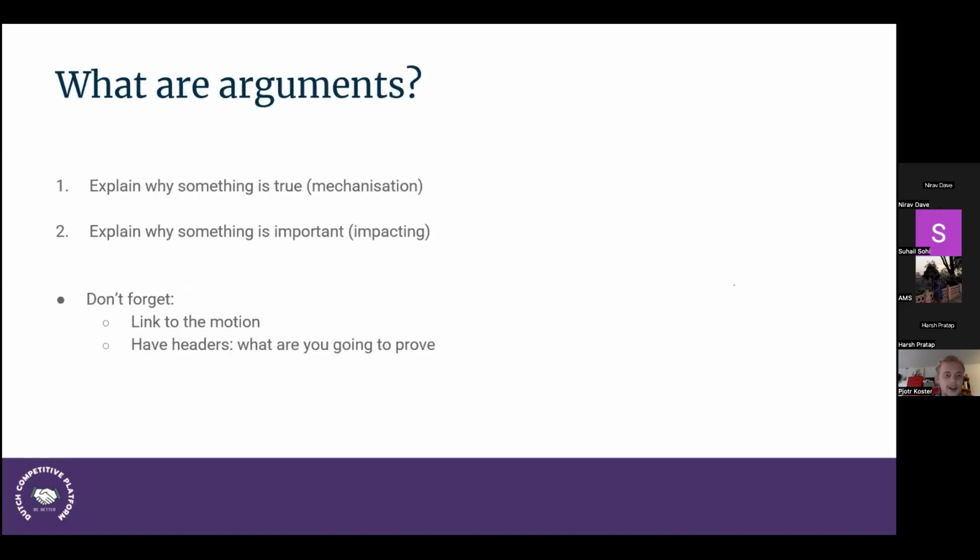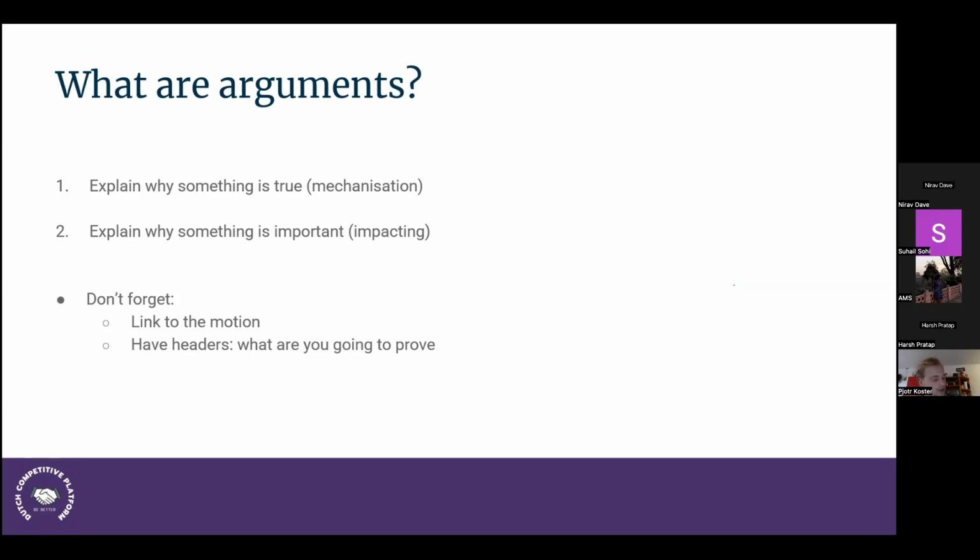So, what are arguments? It's very, very easy. It's basically always two parts. It is explaining why something is true, which I often just call mechanization, and also explaining why something is important, which is impacting. What people often forget the moment they become a bit better than they were before is that they don't link to the motion. So they have an argument which will be about, oh, we're going to talk about polarization in politics, and they don't really link to the motion. They're just talking about general things that are creating polarization, that people don't really communicate with each other, but they don't really explain why it's linked to the motion.